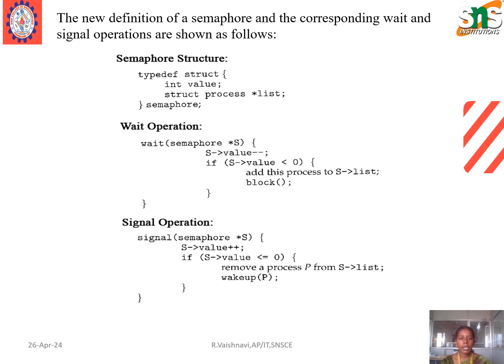Next, we have the new definition of a semaphore, and the corresponding wait and signal operations are shown as follows. That is the semaphore structure: typedef struct, with an integer value, followed by a struct process list pointer, and then the semaphore. Followed by this we have the wait operation, wait(semaphore s). Here we have the decrement: if s's value is less than or equal to 0, then add the process to the s list and then block. Followed by this, we have the signal operation, signal(semaphore s). Here we have the increment.